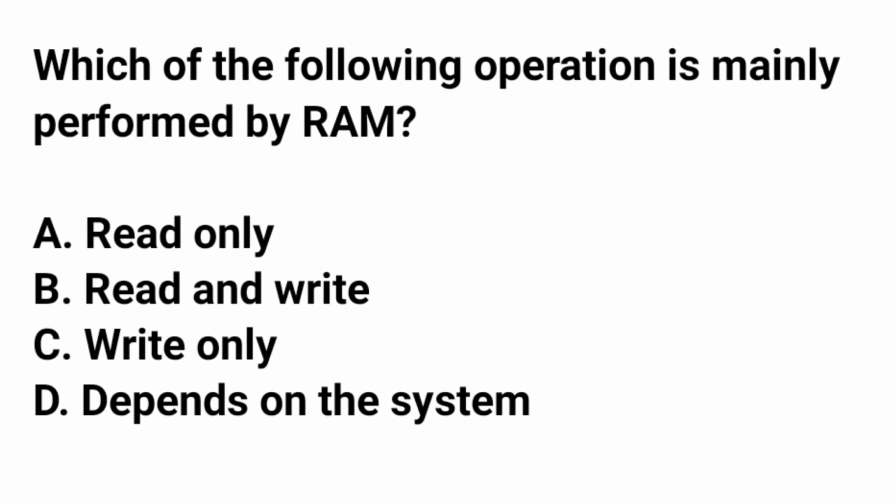Which of the following operation is mainly performed by RAM? A. Read only. B. Read and write. C. Write only. D. Depends on the system. Correct answer is B. Read and write.